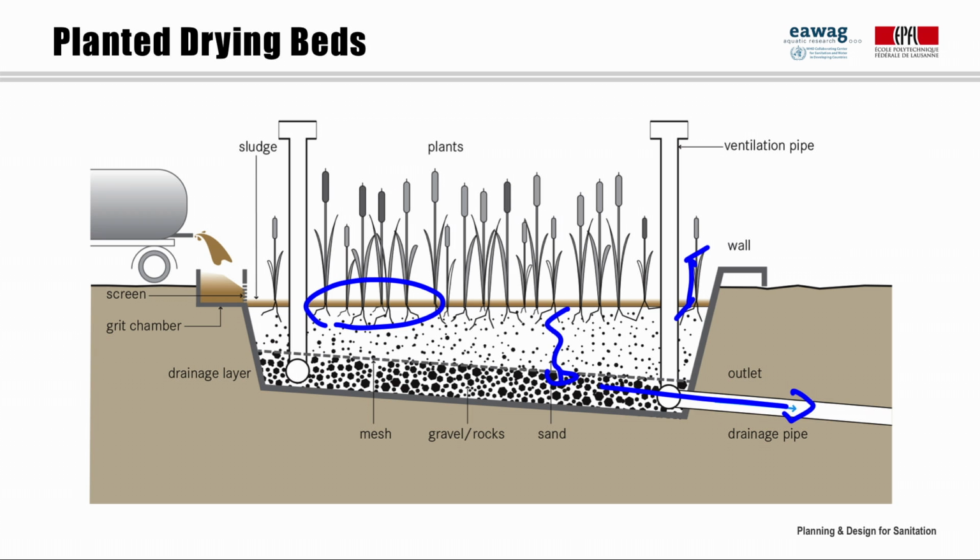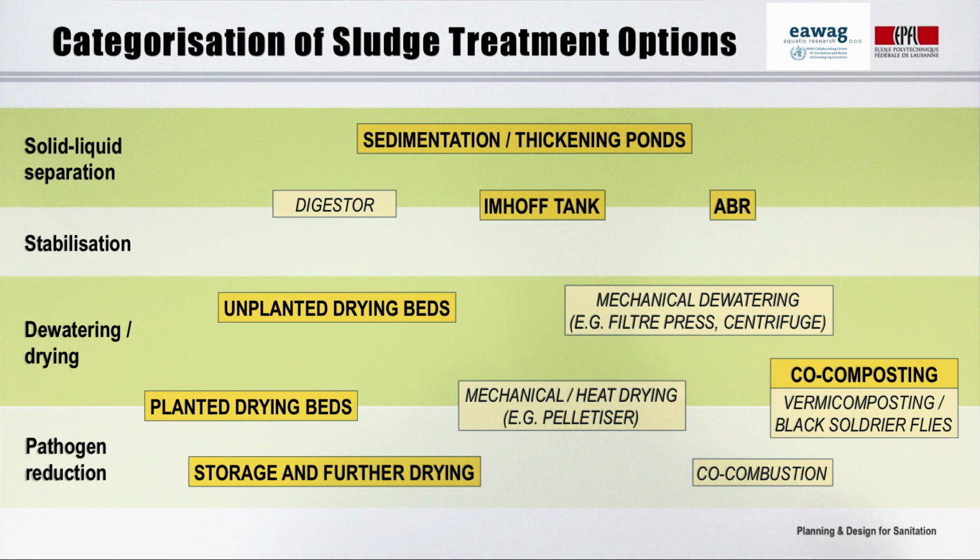Obviously, plants are crucial in planted drying beds. The startup and acclimatization phases are very important and require much care. Finally, let's have a look at co-composting.